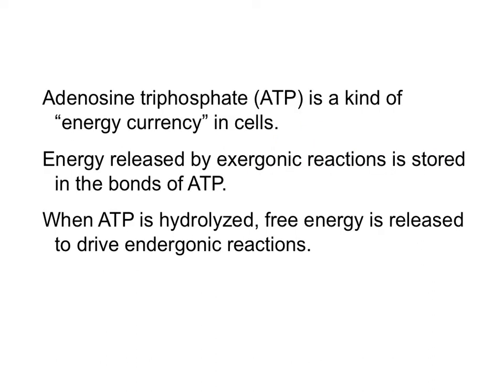Adenosine triphosphate, also known as ATP, is a kind of energy currency in the cells. Energy is released by exergonic reactions. The energy released by exergonic reactions is stored in the bonds of ATP. So the bonds are potential energy. When ATP is hydrolyzed, in other words, broken, free energy is released, and that free energy is used to drive endergonic reactions. We've already looked at the structure of ATP when we talked about the sodium-potassium pump, but it doesn't hurt just to remind us of what it is and what it looks like.